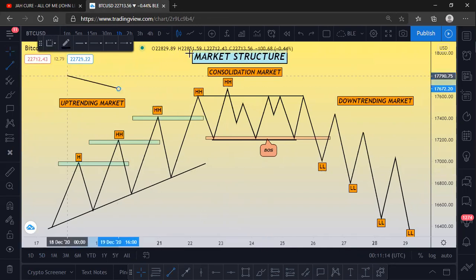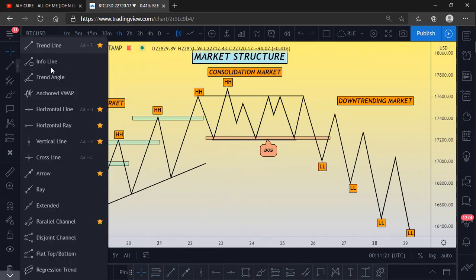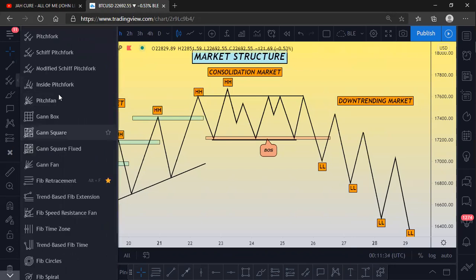The second aspect is where we have our trend line. We have trend line, information line, trend angle, anchored VWAP, horizontal line, horizontal ray. So you have everything here. When you keep coming down, we have all the tools needed here to analyze the market, because we are technical traders and we want to use all these tools together to analyze.